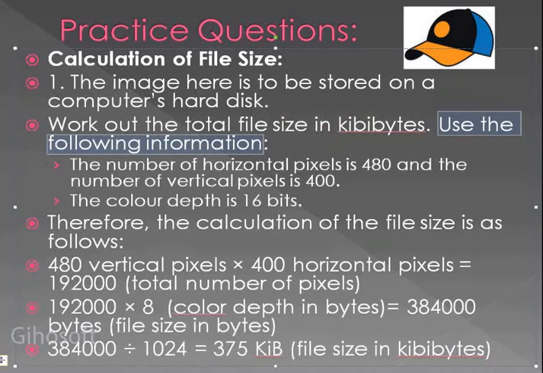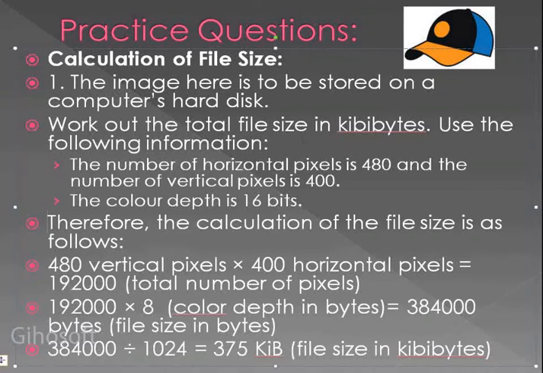Use the following information. See, they have given you the metadata that the number of horizontal pixels is 480 and vertical pixels is 400, means this is the width and height of the image, and the color depth is also given to you, that is 16 bits. Now these 2 points and these 3 values, they are the metadata for the image. Now using this data, we can apply the formula which we have already discussed, and we can calculate the file size, such as 480 multiplied by 400 equals 192,000, and that gives us the total number of pixels in this image.